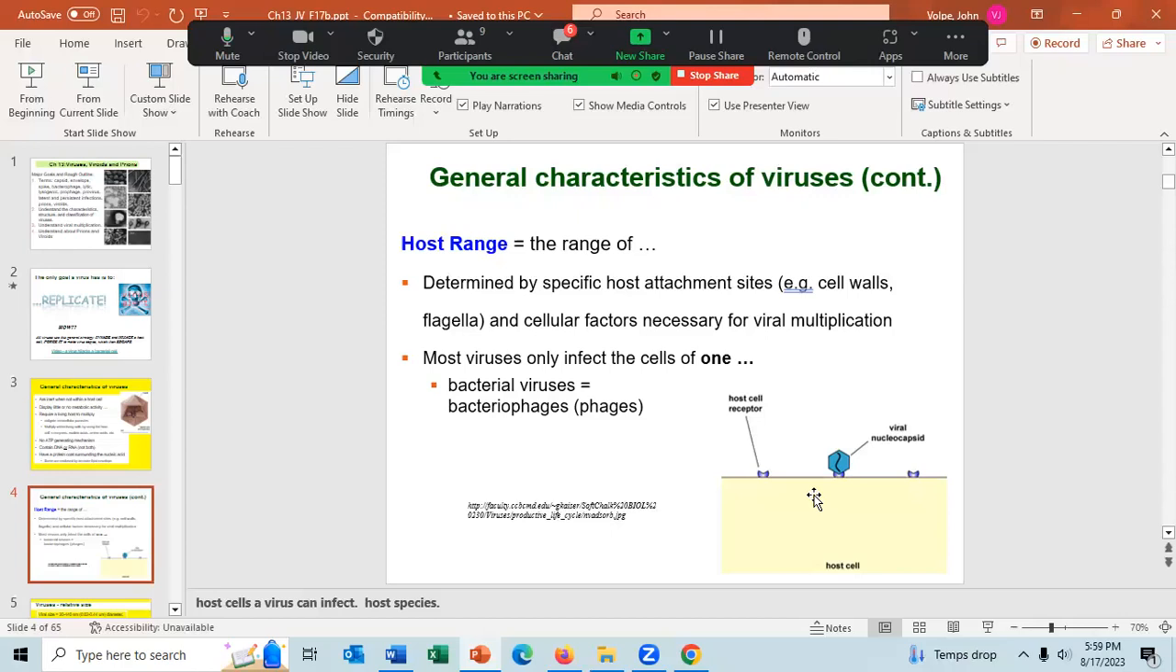The point is HIV only infects certain cells of humans, and then there's one other species that HIV can infect. It can infect one of the chimpanzee species. There's two species of chimpanzee, and I don't know which chimpanzee it can infect, but it can infect one of the chimpanzees. Most viruses are that specific, where they only infect one or a few types of cells of one or a few species.